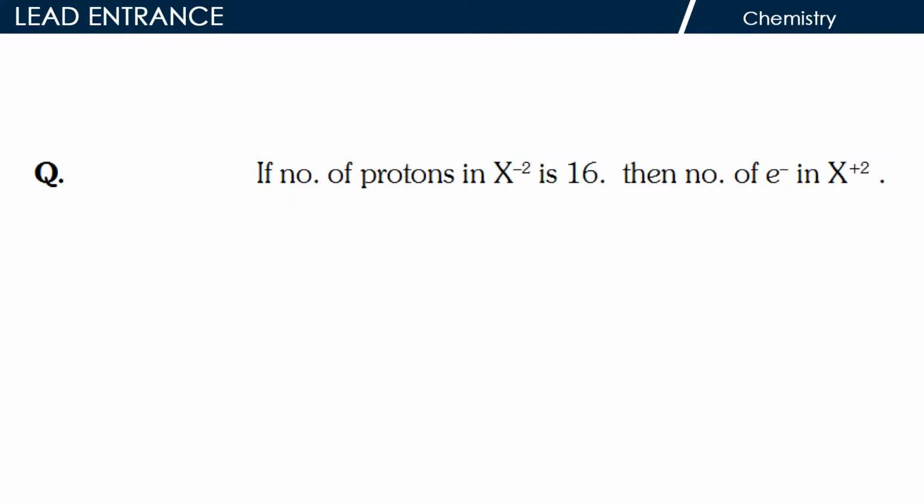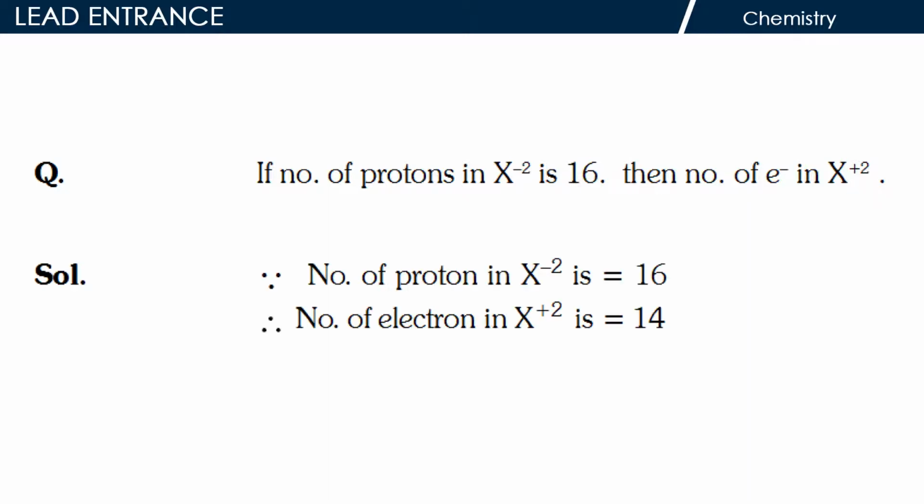Question 3. If the number of protons in X power minus 2 is 16, then find the number of electrons in X power plus 2. Solution. Number of protons in X power minus 2 is equal to 16. Therefore number of electrons in X power plus 2 is equal to 14.